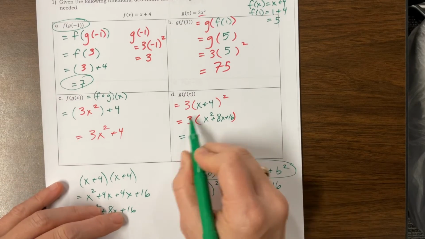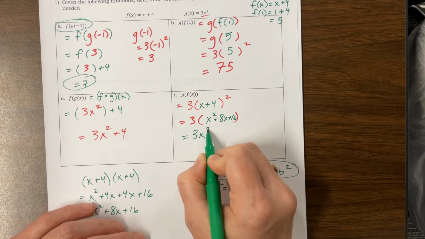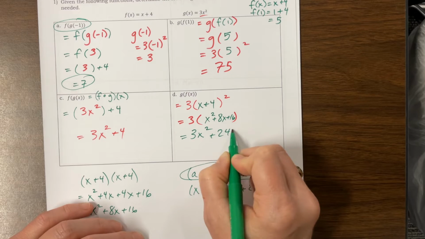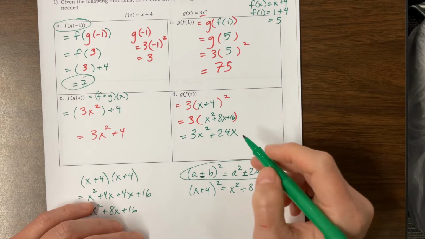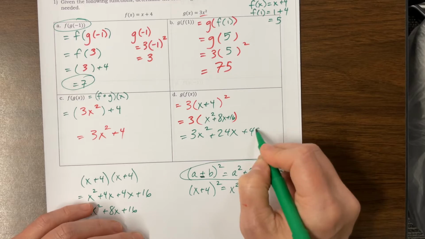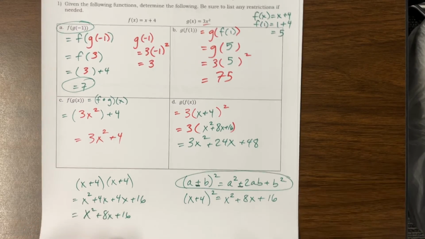And let's go ahead and clean this up. Let's distribute that through. I see a 3x squared. 3 times 8 is 24x. 3 times 16, 48. And there we go.